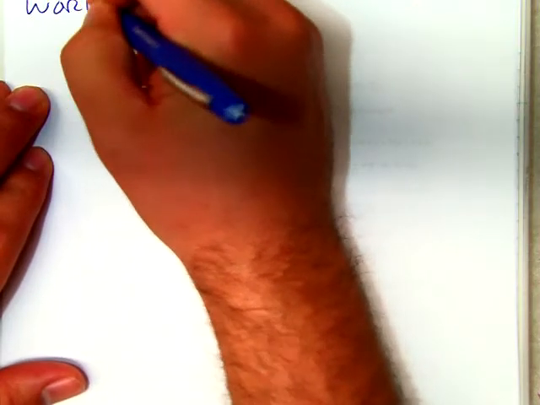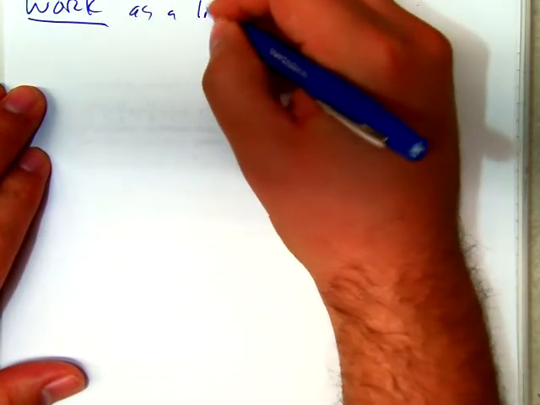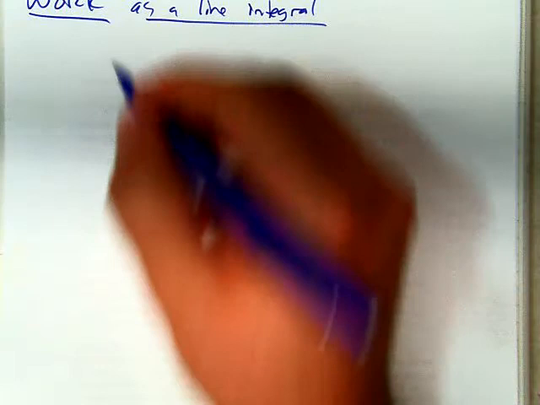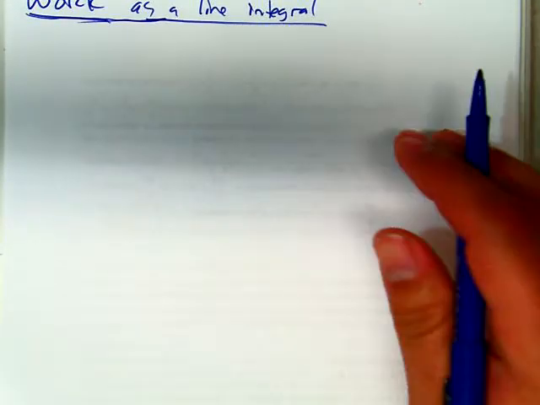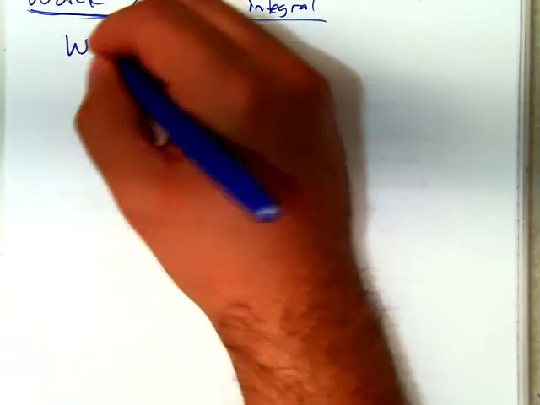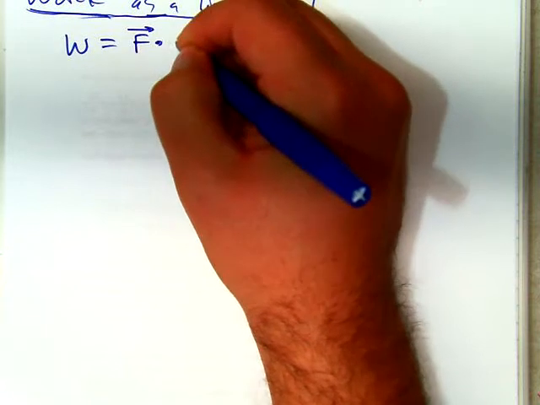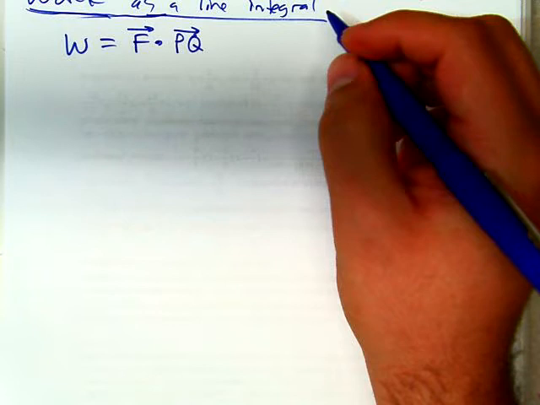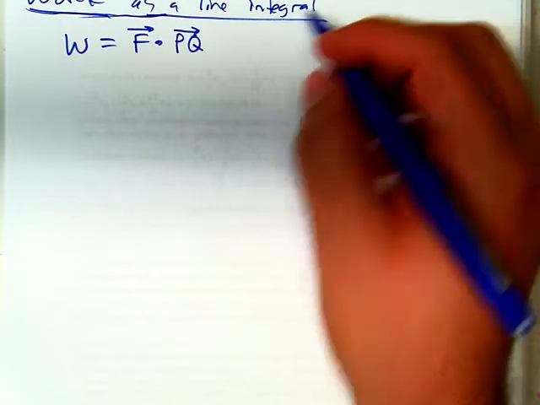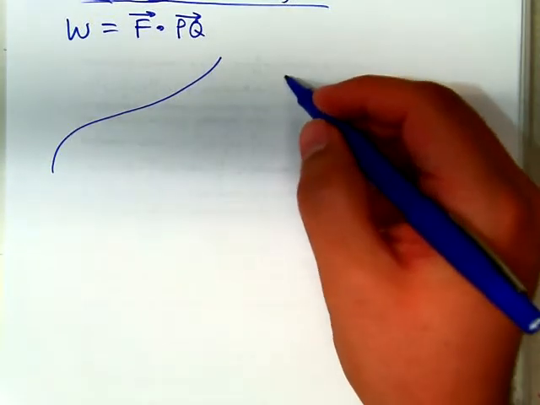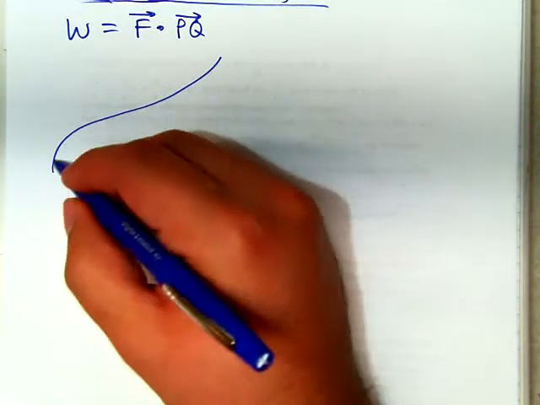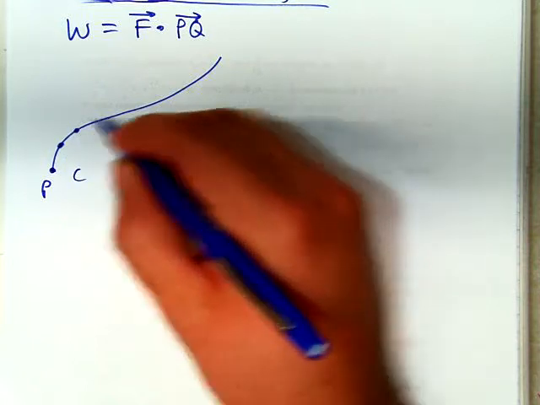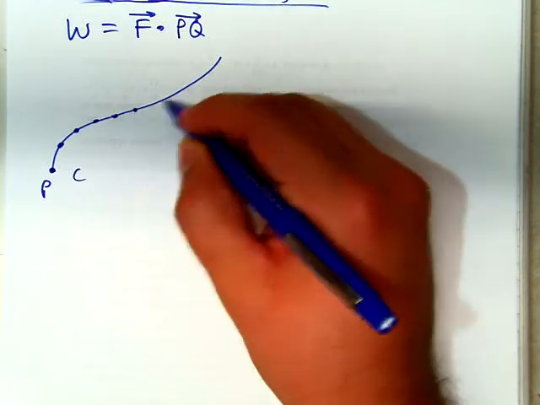Work. Let's talk about work as a line integral. Alright, so far we know that work is the dot product of f dot pq. This is the way we defined it in chapter 11. Now what we're going to do is generalize this definition for, let's say, a particle moving from P all the way along this curve in several partitions.